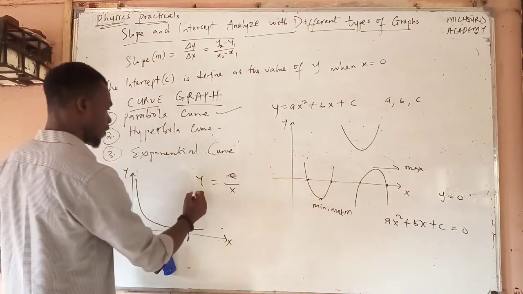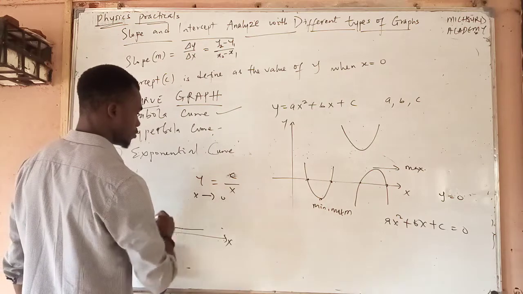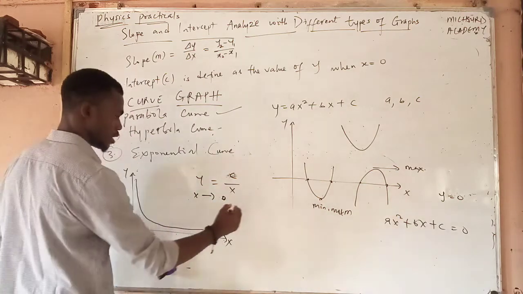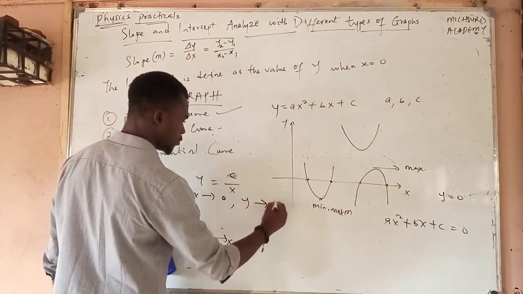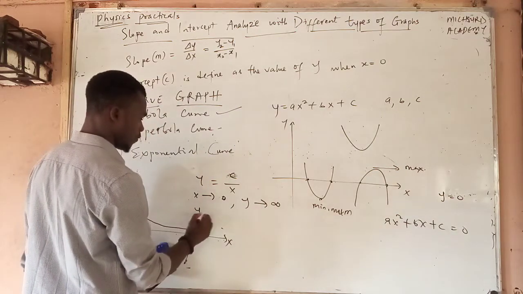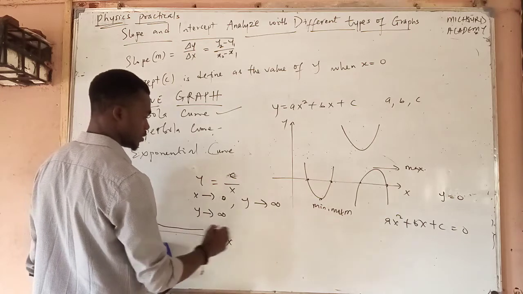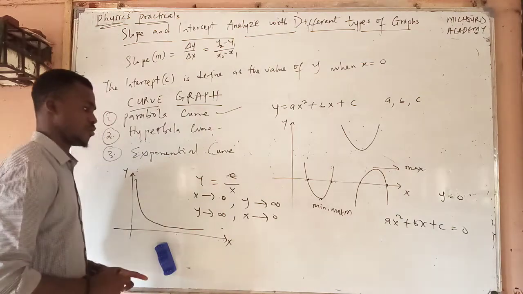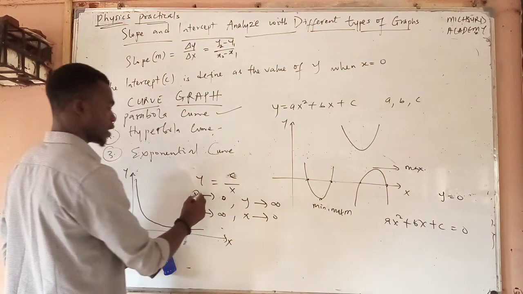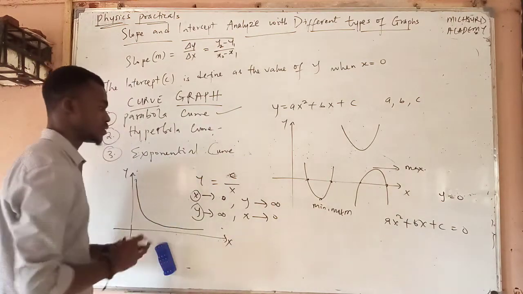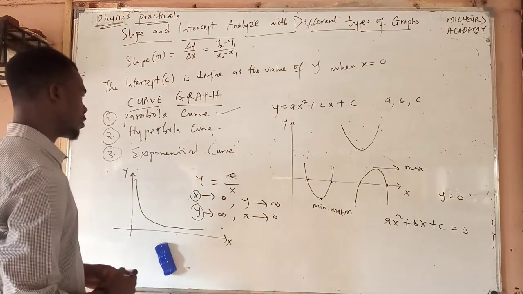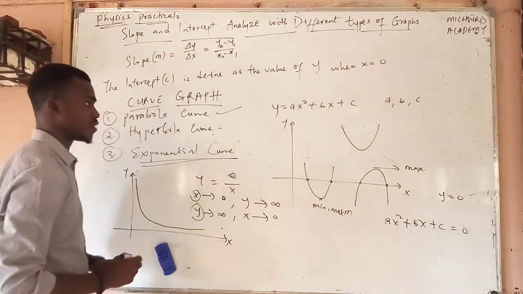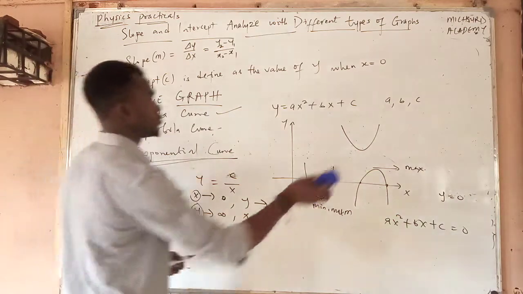Such that if x goes to 0, or is trying to go to 0, then y will go to infinity. And if y goes to infinity, then x will approach 0. So we say that both x and y are asymptotic to each other. Then the other type is the exponential kind of graph. Okay, so let's write that one here.